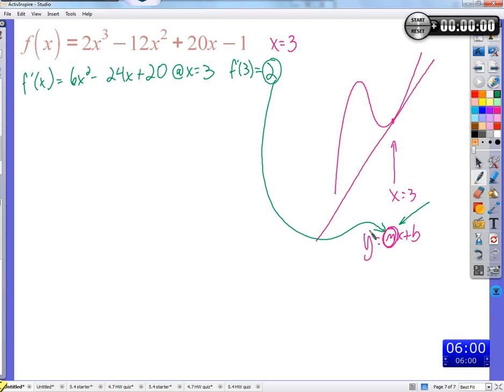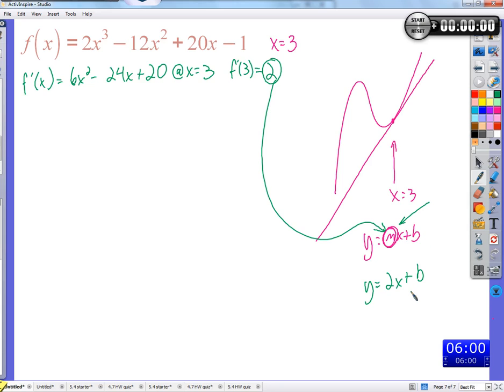Okay, so we have several different options. Let's all direct our attention up here. We need b, right? That's the only thing we're missing, because right now we have y equals 2x plus, we don't know what b is. So there's a couple different ways. Here's one way. This x and this y represent a point on which function? Well, this tangent line. This tangent line is not f prime. This tangent line just has a slope of 2 because that's the value of the slope at 3, okay? So we need b.